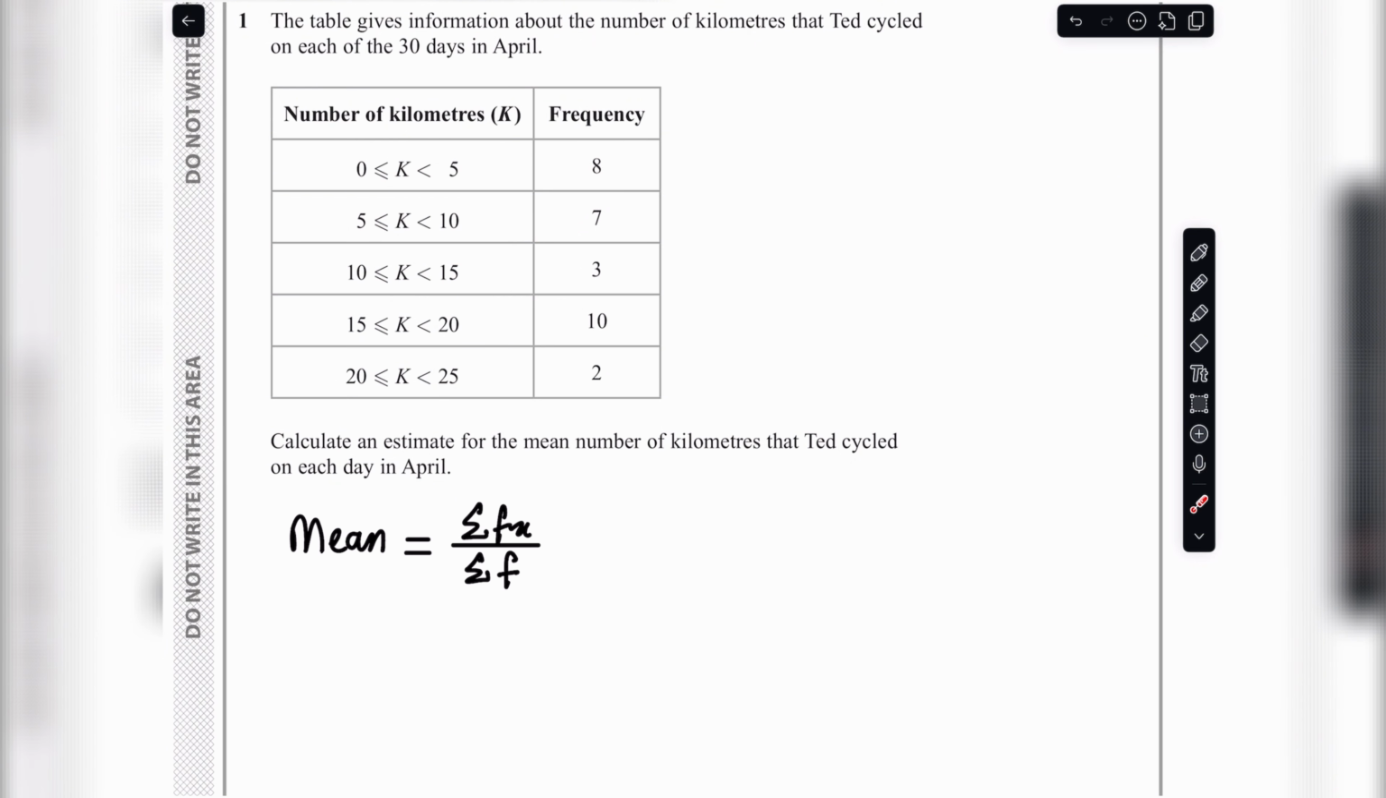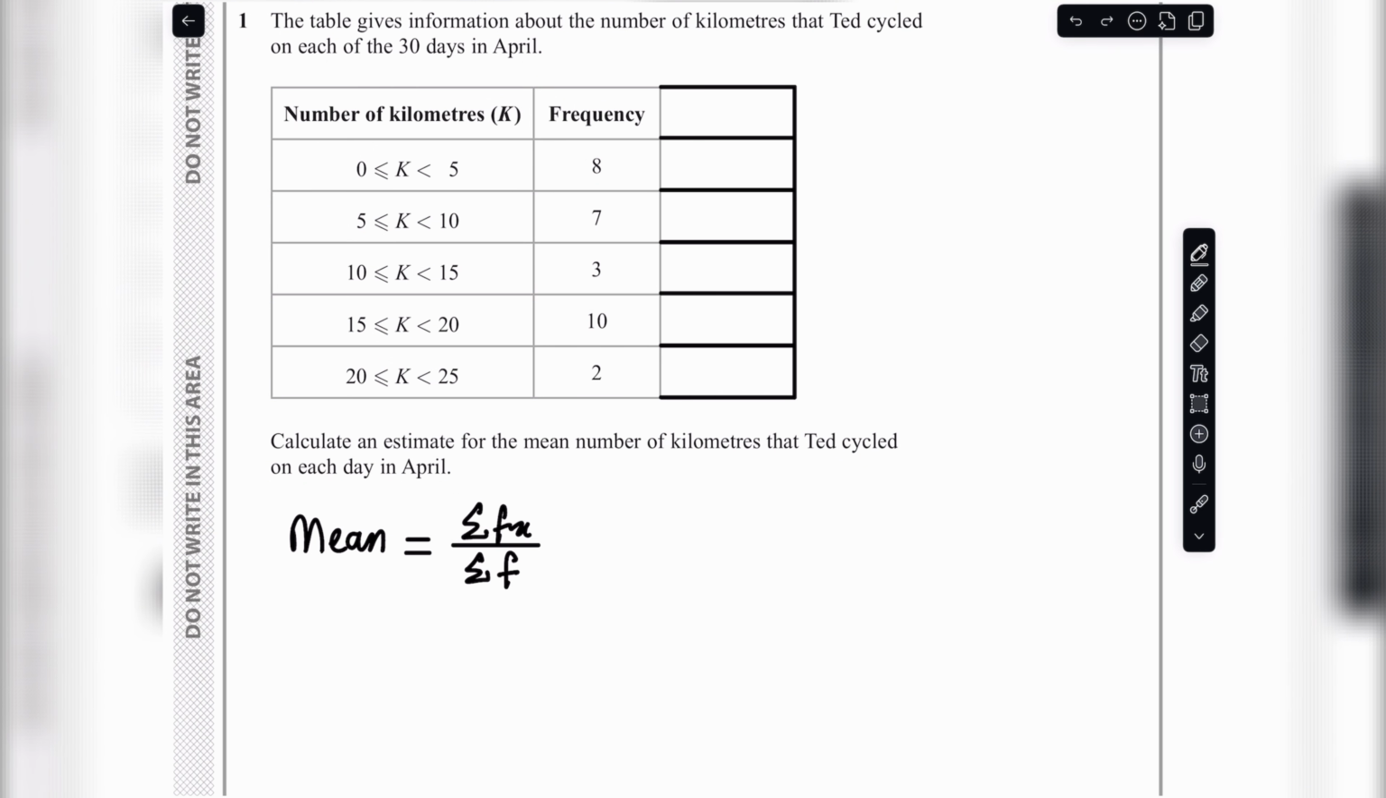So the mean can be obtained by dividing the sum of fx by the sum of f, and in order to work out fx, we need to create a third column in our table. I'll label this column fx, and fx can be determined by multiplying the frequency by the midpoint of our class width. So the first answer will simply be 8 multiplied by 2.5, which is halfway between 0 and 5, and that gives us a value of 20.